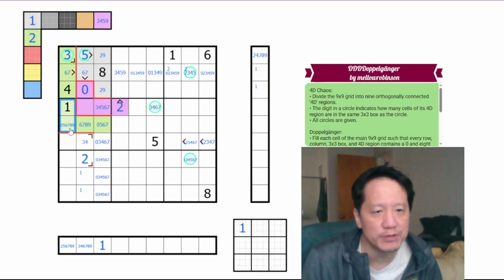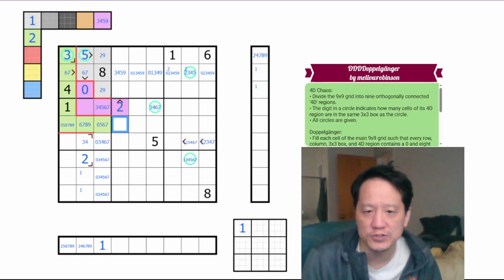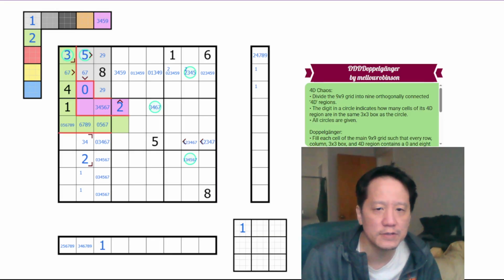So this must be 4 cells, because if we try to have 5 in this region, it has to go out this way. So this must be going out here. So this is green. Okay. So this is boundary. This is obviously boundary.